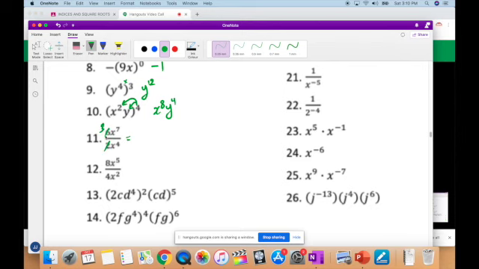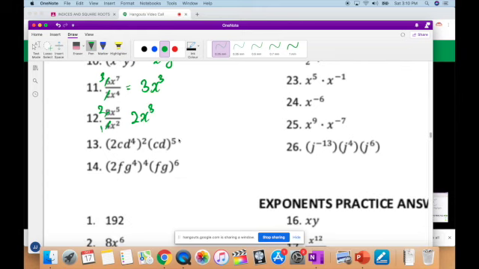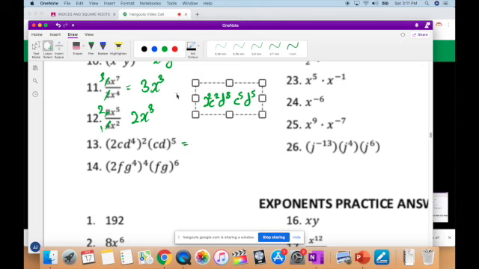2 into 2, 1, so I have 3 there, and then 7 minus 4 is 3, so I have 3x cubed, right? 4 into 4, 1, 4 into 8 is 2, and then 5 minus 2 is 3, so I have 2x cubed, right? Ooh, now they're getting a little bit tricky, so now this here will give me 2 squared c squared d, 4 2s are 8, times c to the 5 d to the 5, right?